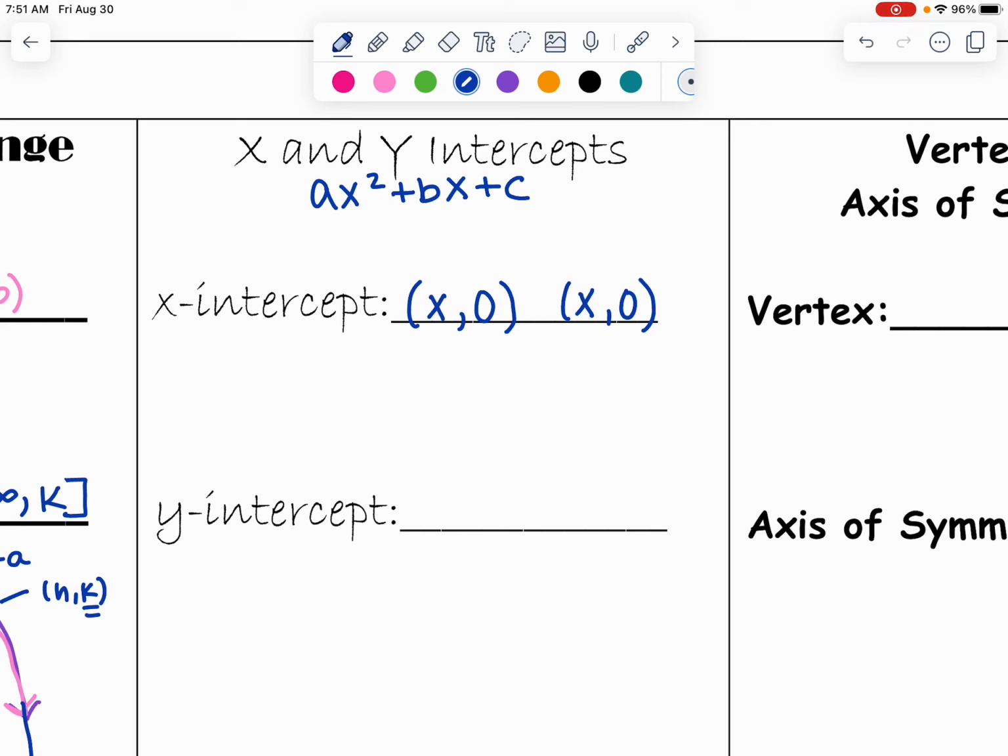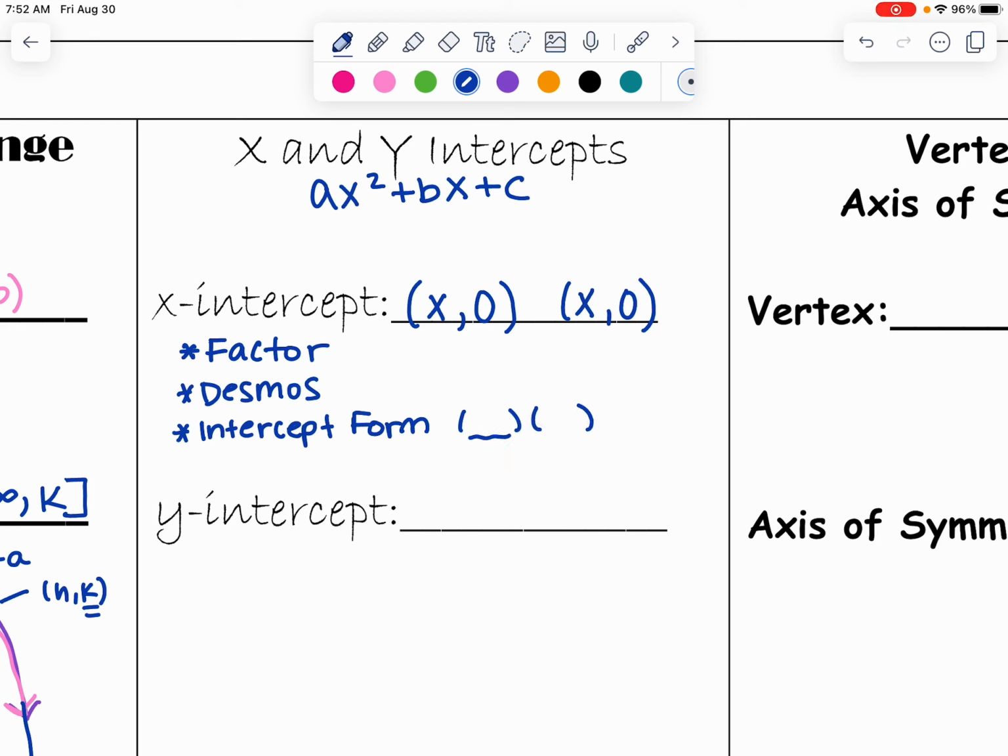To find the x-intercepts, there's a few things you might need to do. One is to factor. If you factor, you can find the x-intercepts. Another tip is to use Desmos. If you look at Desmos, you can visually see where the graph crosses the x-axis, and you can find those ordered pairs. And the third, remember that we got intercept form. Intercept form gets its name because it shows you the x-intercepts. So in intercept form, you can find the x-intercepts by just looking at the factors that are given to you in intercept form.